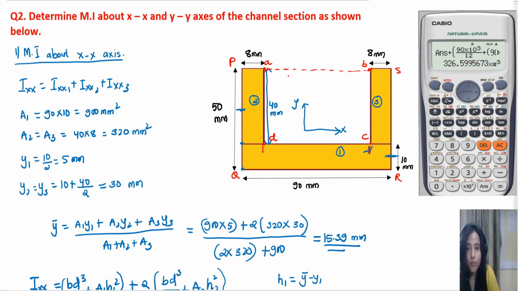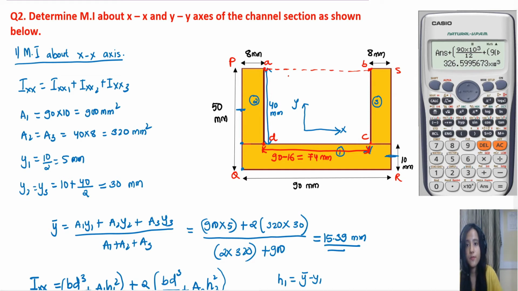So my distance from D till C will be equal to 90. Its total length is 90 minus, I need to subtract this thickness from here to here, and this thickness from here to here, which is 8 plus 8, 16. So I have 16. This will be coming equal to 74 mm, right? So I have this distance also.